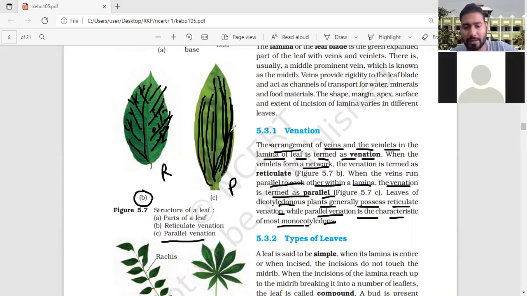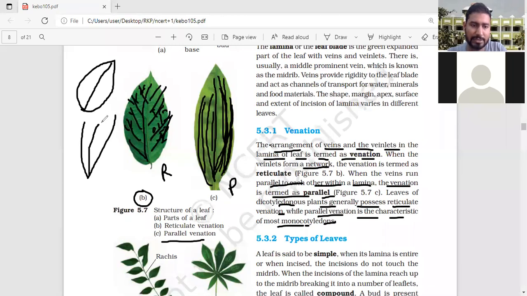Now sometimes this reticulate venation may be unicostate or multicostate. Unicostate means they have a single midrib. And one more, it may be divergent or convergent type. Divergent means they arise from the same place but go to different places. You already studied this in evolution. Convergent means they arise from different places but go to meet at the same place.